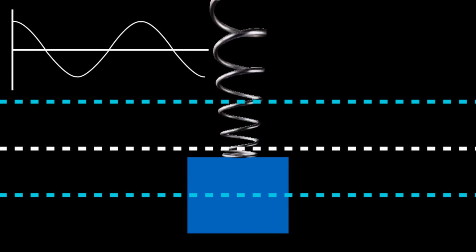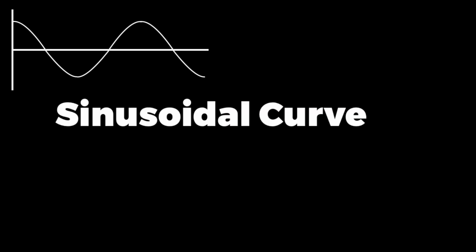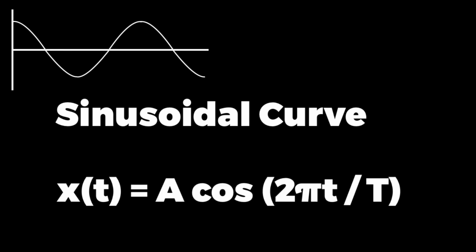Now this graph has a special name, and that name is the sinusoidal curve. And any motion that is in a sinusoidal curve is known as sinusoidal motion. All simple harmonic oscillators move in a sinusoidal curve. And that sinusoidal curve can be represented with a function, say x of t. x of t is represented by the equation A cosine of 2 pi t over T.